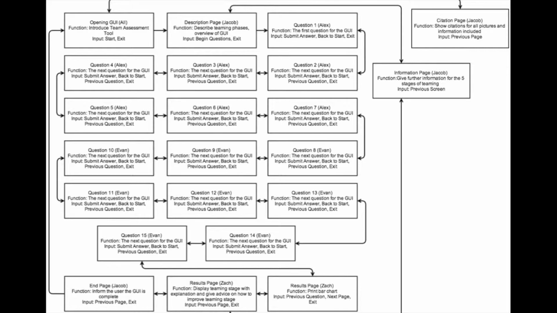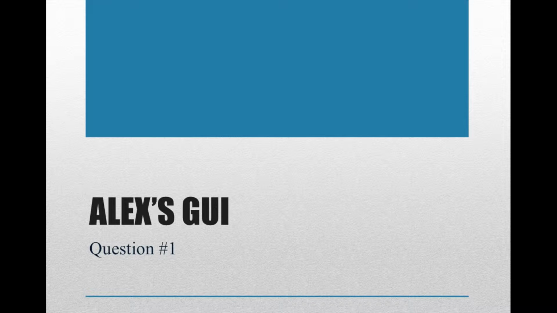There are a series of 15 questions with weighted answers, a results page to help visualize the outcomes, and an information page that tells of each of the 5 teaming phases, as well as a citation page that includes all of our references. Next would be My GUI question 1.